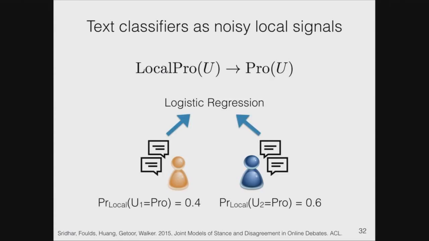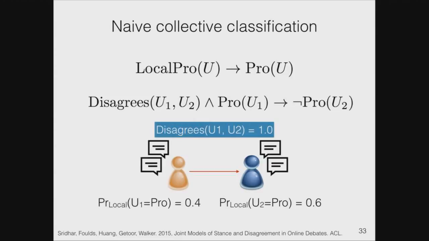So I'm going to build up the models for this. The first intuition you can model is that I'm going to build a local classifier of text using logistic regression, and I'm going to use the class probabilities to predict my global stance variable. So my text classifier gives me my final label. Now, building on this, we can add the... go ahead.